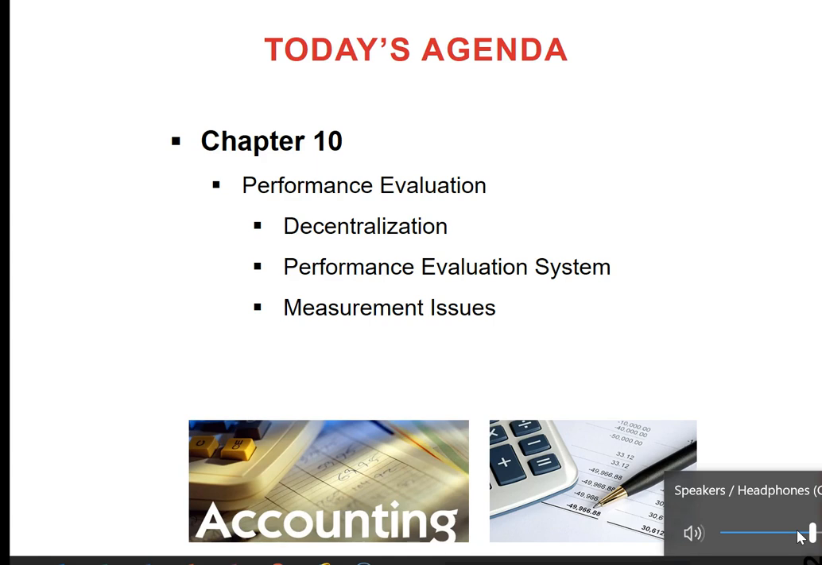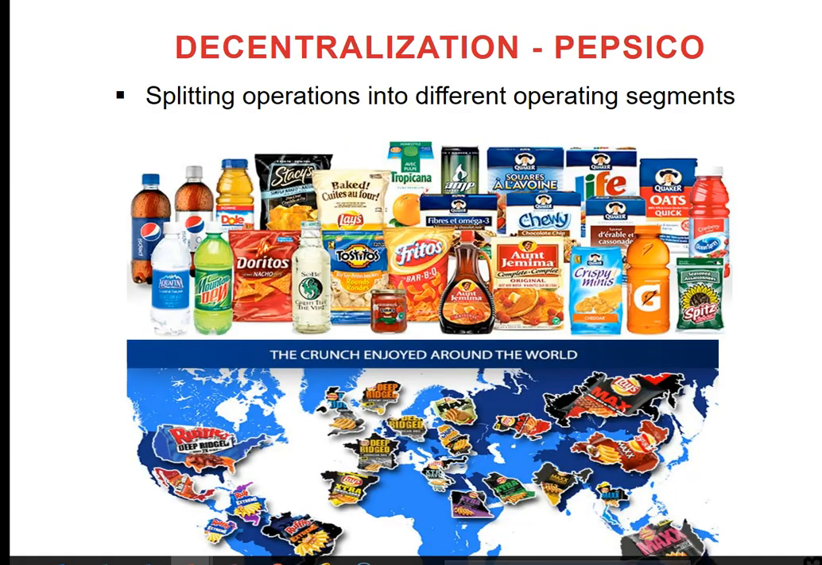This week we will learn about performance evaluation, which is in chapter 10. So, in your past chapters, you actually learned how to do budgeting. Once you do budgeting, then you have to implement your budget and then compare your actual performance with your budgeted numbers. And this is how you can evaluate the performance of your business.